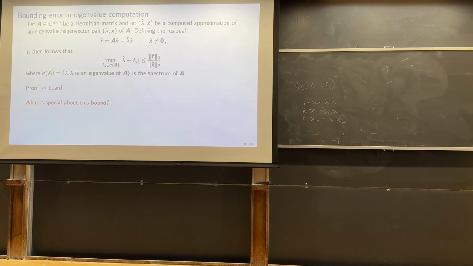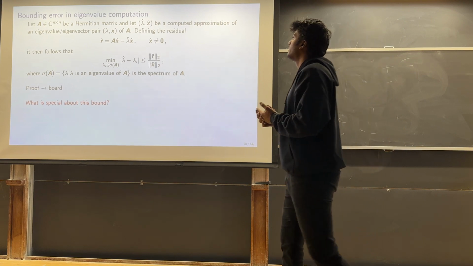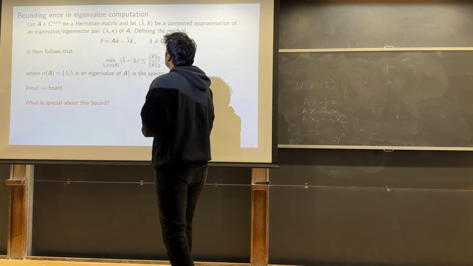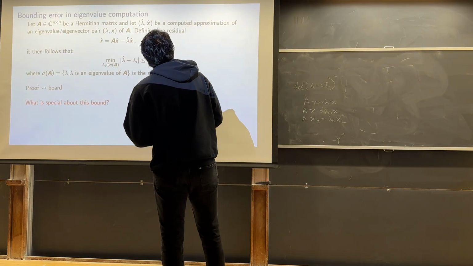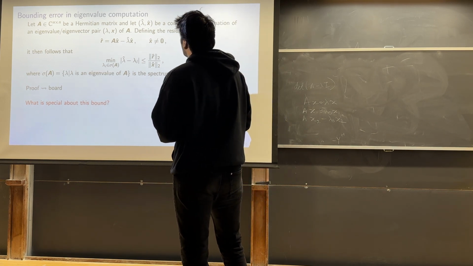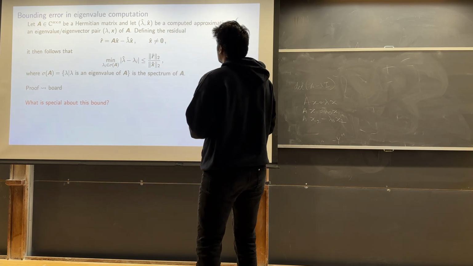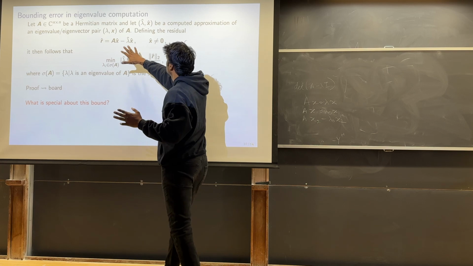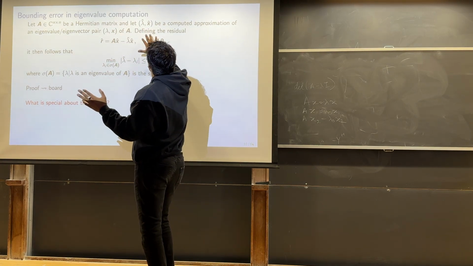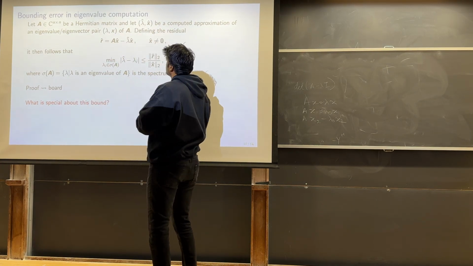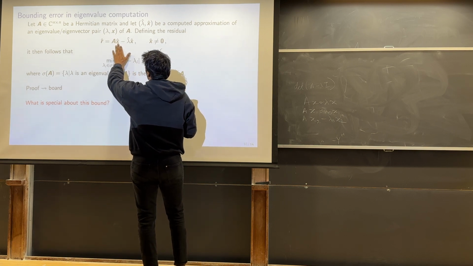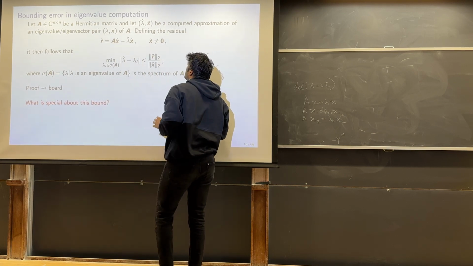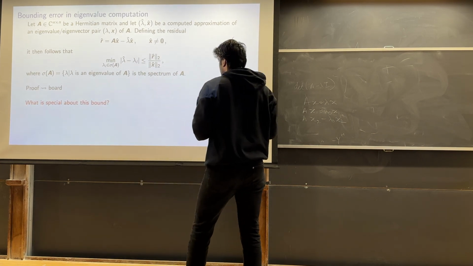Right. So, bounding error in eigenvalue computation. Let A be a Hermitian matrix and let lambda hat, x hat be a computed approximation of the eigenvalue-eigenvector pair. So this is the true one, and this is the computed one. The residual is r = A x hat minus lambda hat x hat. This is what the residual is.